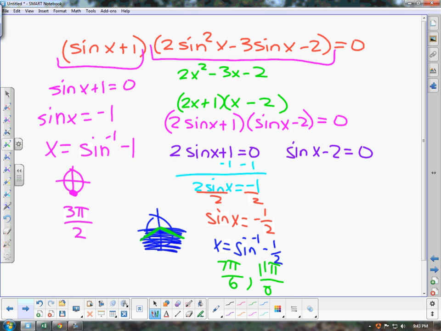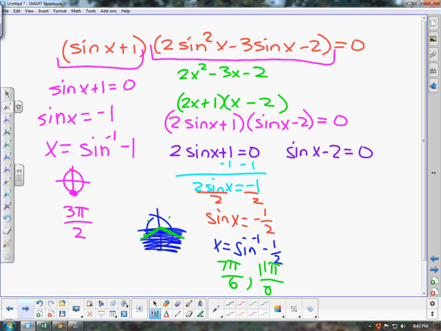Because when sine is a half, it's a 30-degree angle from the x-axis somewhere, either here, there, there, or there, and because it's a negative, it's got to be on the downside. All right. And again, you can put that in your calculator, and you would get one of these answers.